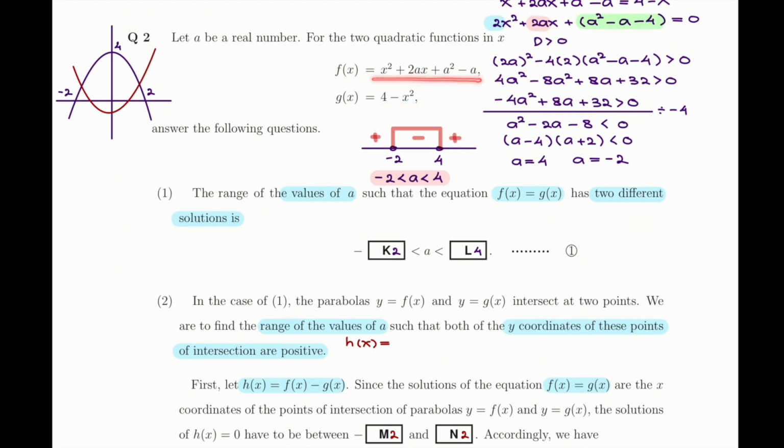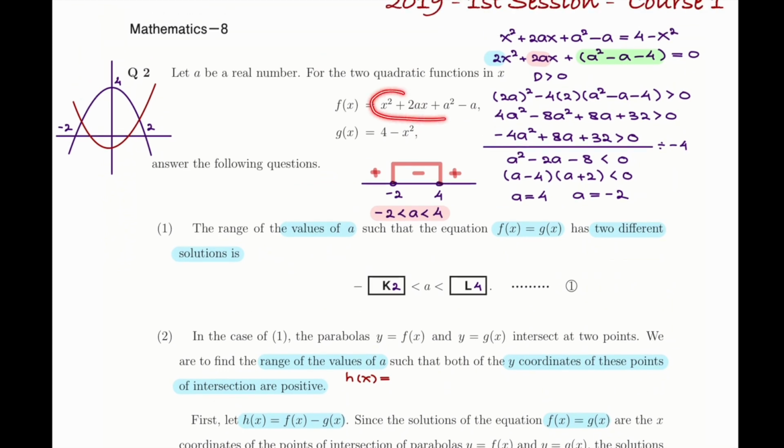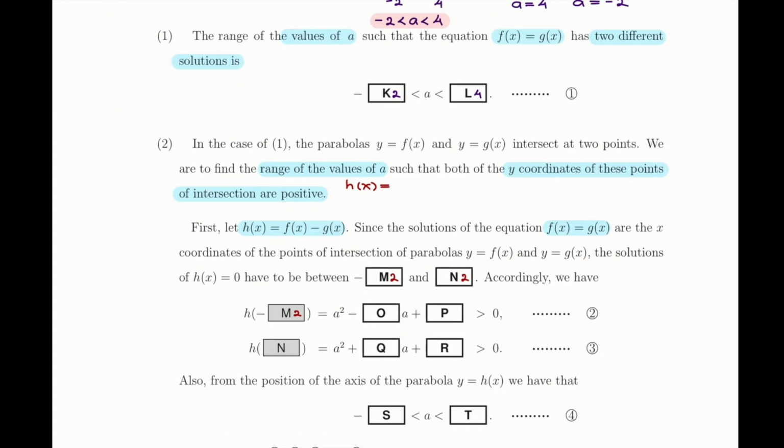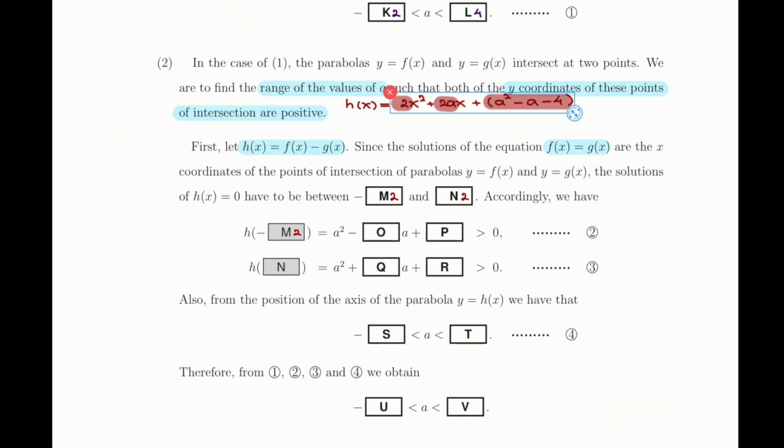So my h of x is f of x minus g of x. If you see f of x minus g of x, then this is the result. So this is my h of x. And then I will substitute x as -2. I will substitute x as -2.